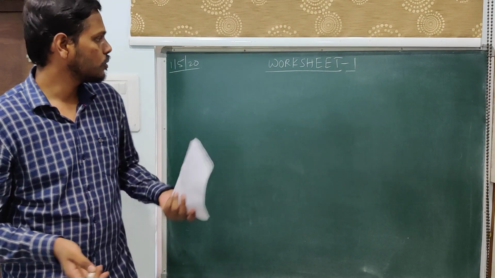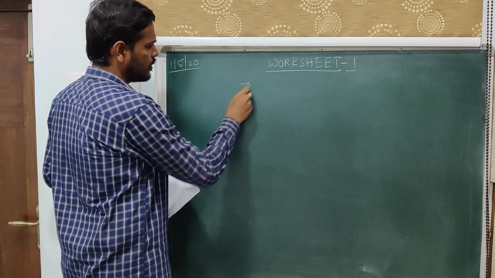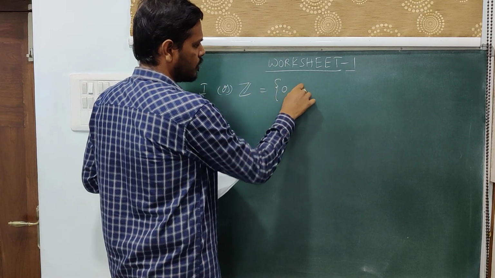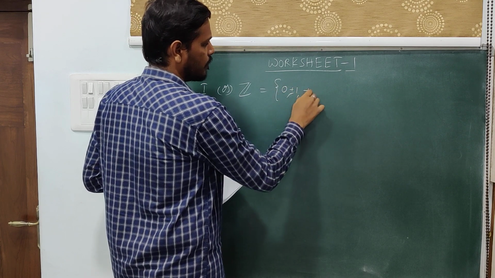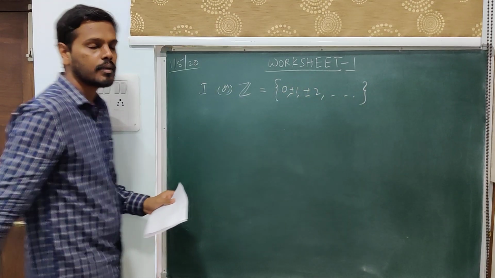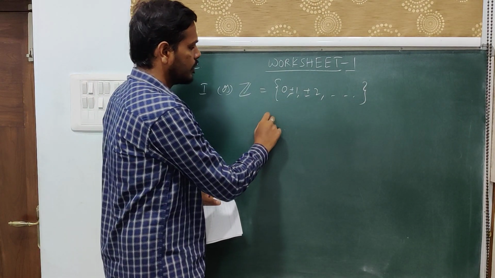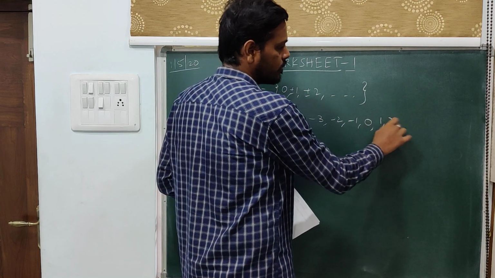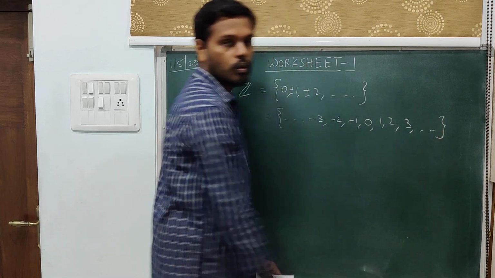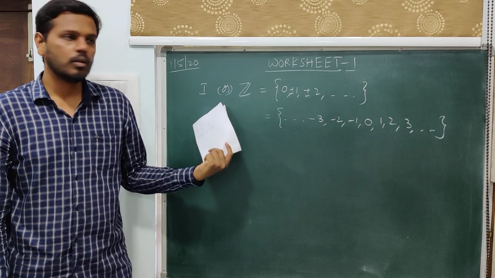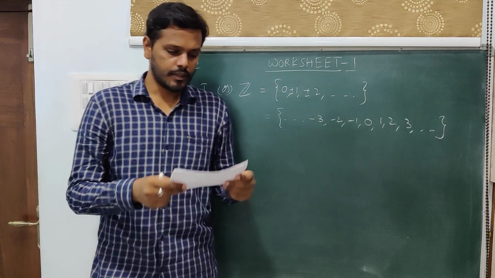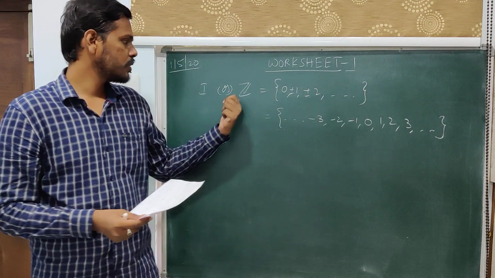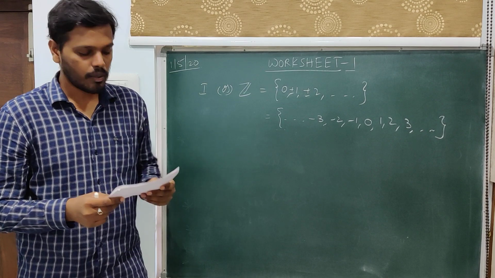with I or Z. So you can write the answer in this manner: Z or I is equal to 0, or in fact plus or minus 1, plus or minus 2, and so on. This is one way of writing it. Or you can also write it like dot dot dot minus 3, minus 2, minus 1, 0, 1, 2, 3, and so on. So you can write this way, or you can write in words, that is integers are the collection of whole numbers and negative numbers, and they are denoted with Z or I. That will suffice the requirement.